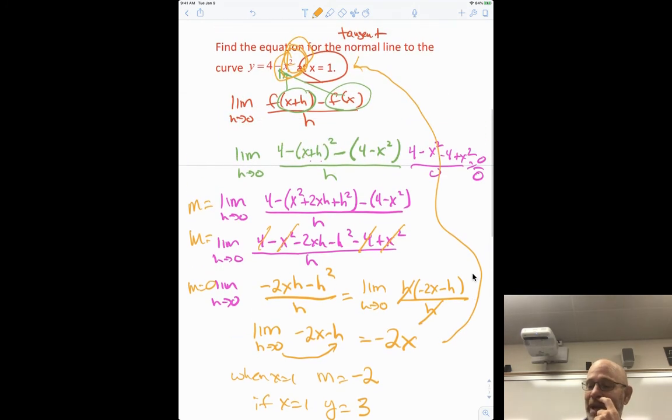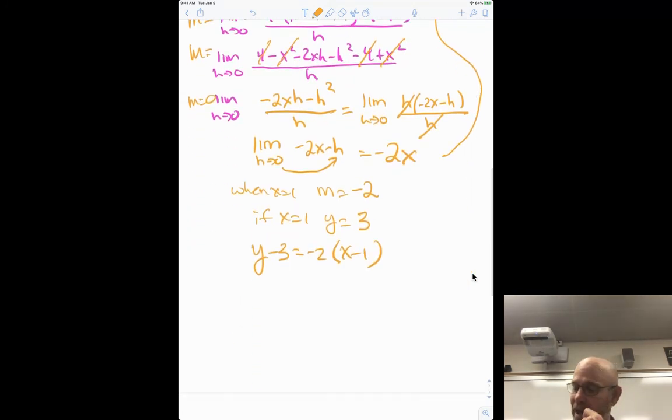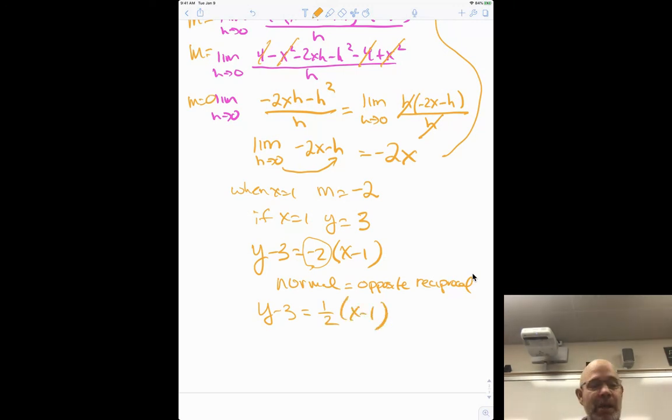Remember, the original problem actually said normal line. So normal line just means instead of the slope being negative 2, it's the opposite reciprocal. Hopefully you remember that from algebra 1. So we're just going to go y minus 3 equals 1/2, opposite reciprocal, times x minus 1. This would be the normal line.